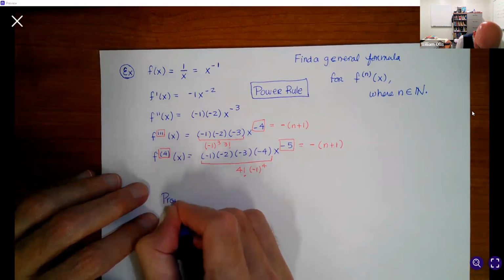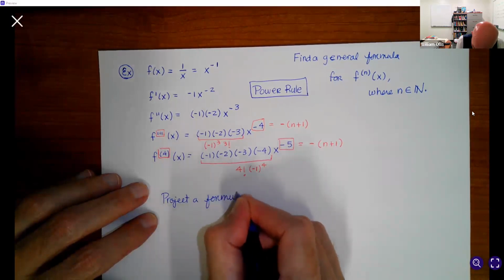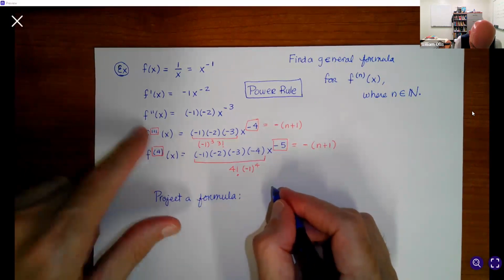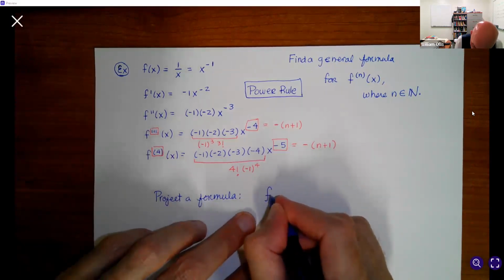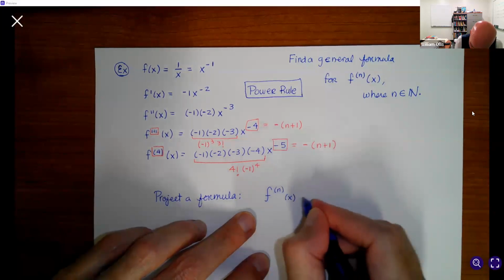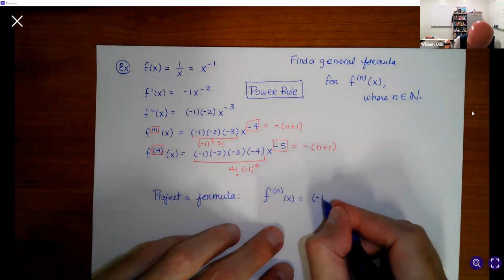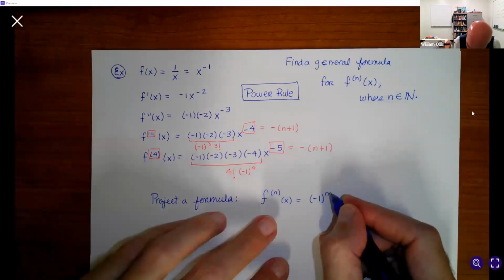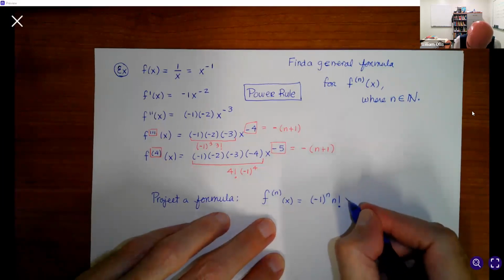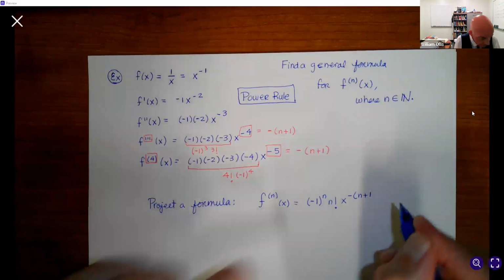So now, for instance, we can project a formula. In this case, using these two as our models, we'll say the nth derivative evaluated at x will now be -1 to the nth power, n factorial, and then we have x to the negative n plus 1.